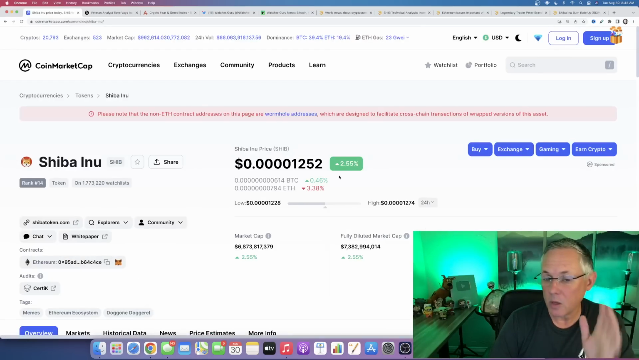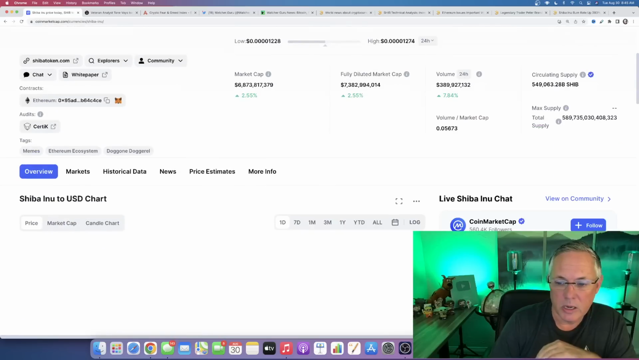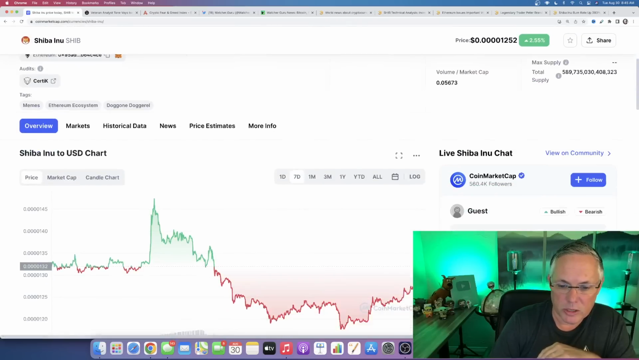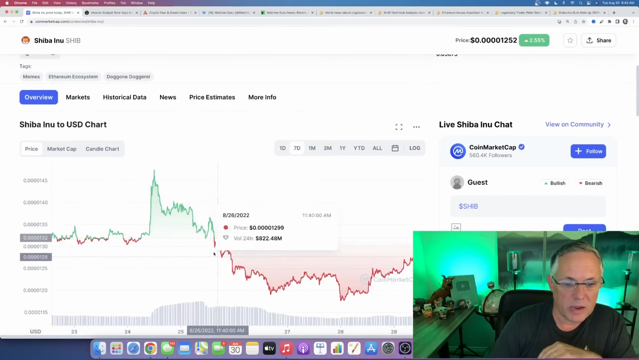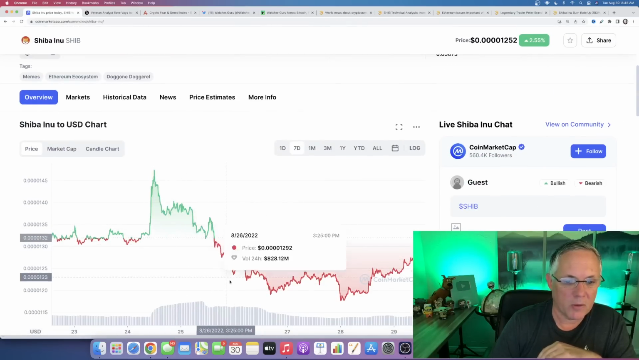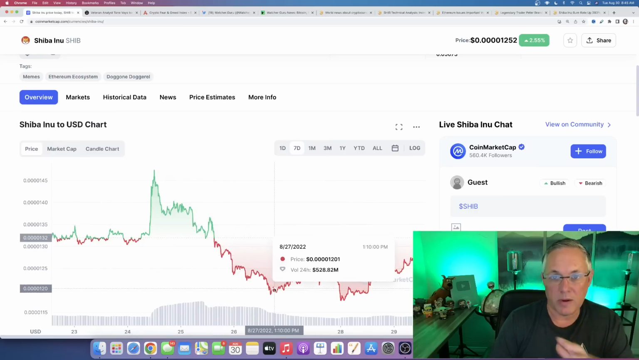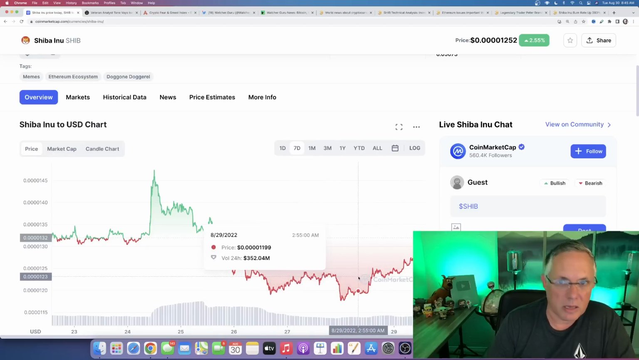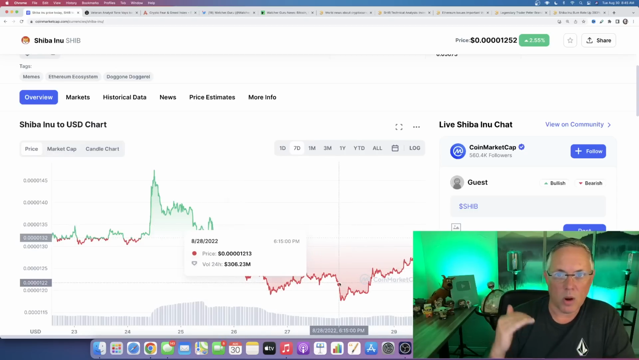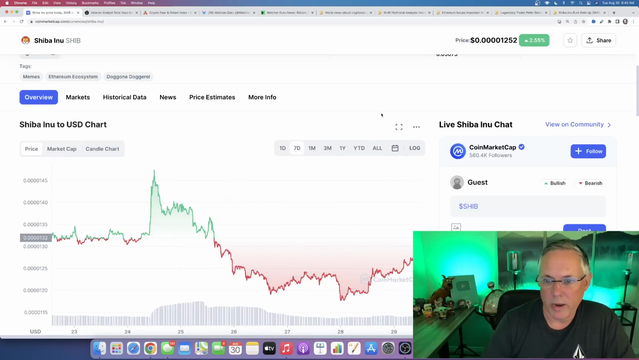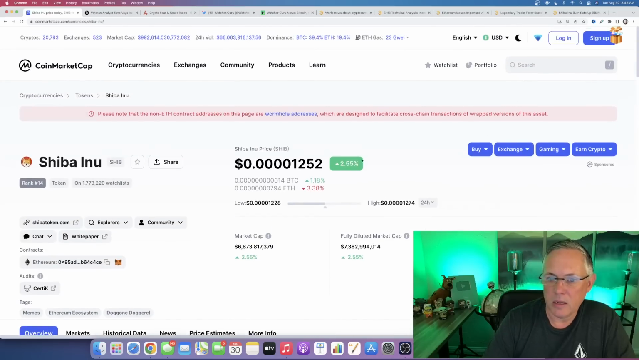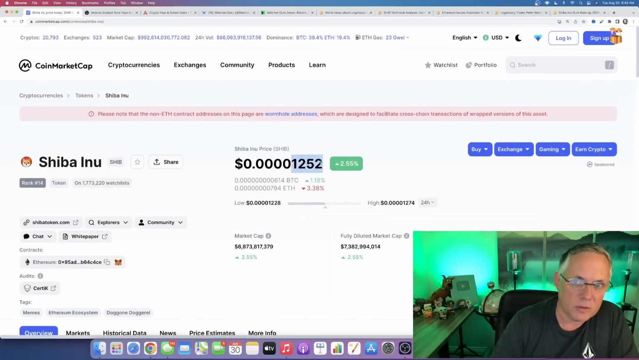Shib's bouncing up. Looks good. If we look at the last 7-day chart, we had this move down. This move down was because of Chairman Powell from the Fed last Friday. He gave a speech and everything moved down. The entire crypto market moved down. But since then SHIB has consolidated, like it always does, in this 1.1 to 1.2 range. And you can see right now it's trading in the 1.25 range.